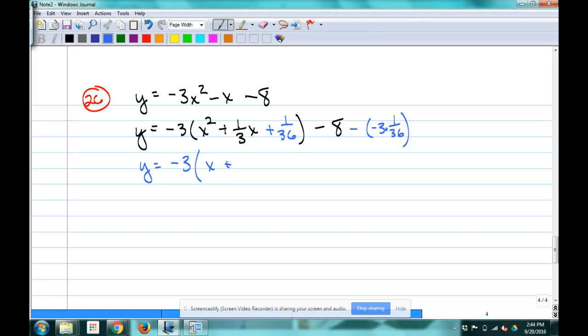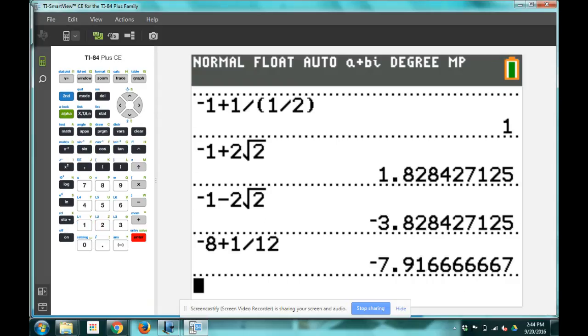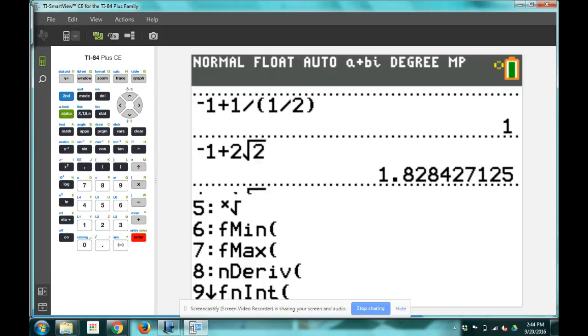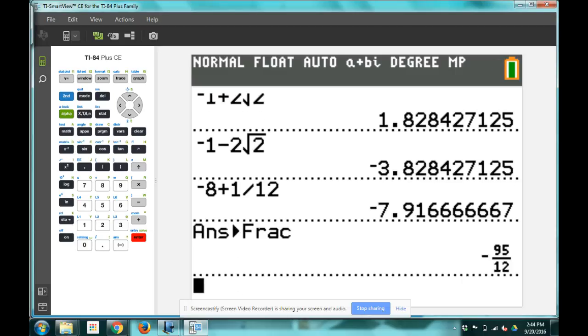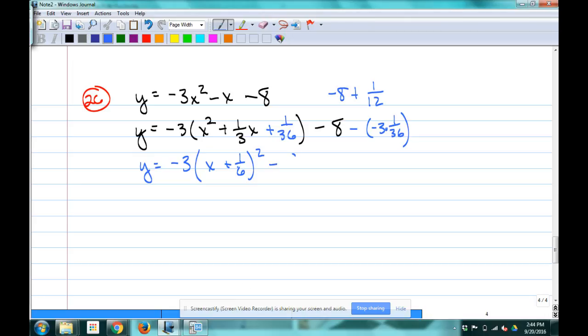That'd be x plus 1/6 squared. And then we just need to work this out. So that'd be negative 8 plus 1/12. Negative 8 plus 1 over 12. Negative 95 over 12. So that vertex form, not real pretty.